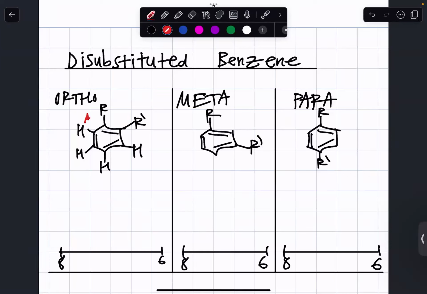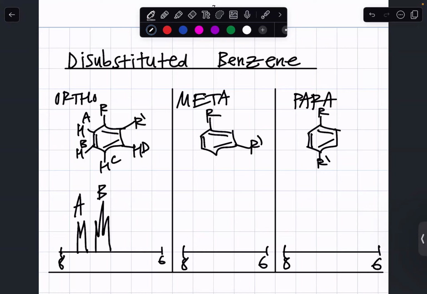One is going to be A, this is B, this is C, this is D. There's no plane of symmetry here. We see that hydrogen A has one neighbor, so hydrogen A should become a doublet. Hydrogen B has two neighbors, so it should be a triplet. Hydrogen C has two neighbors, so that should also be a triplet. Hydrogen D has one neighbor, so that should be a doublet.